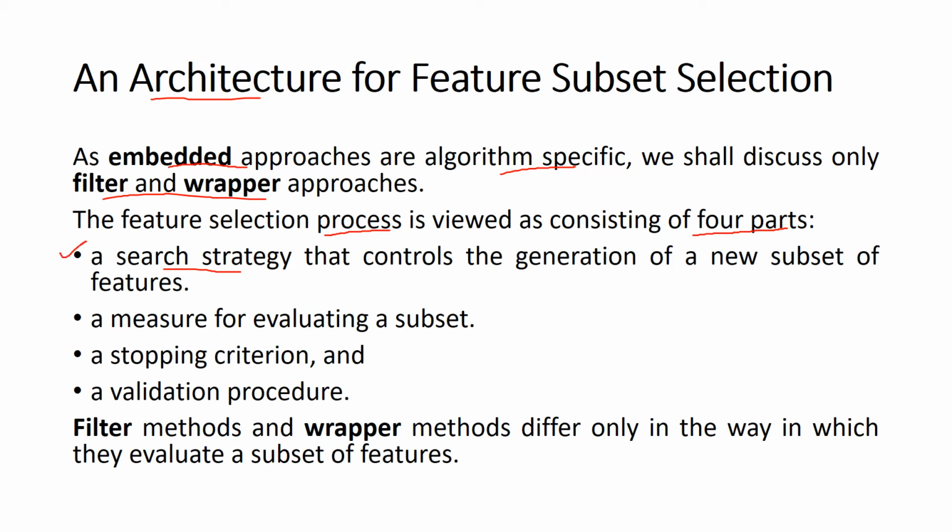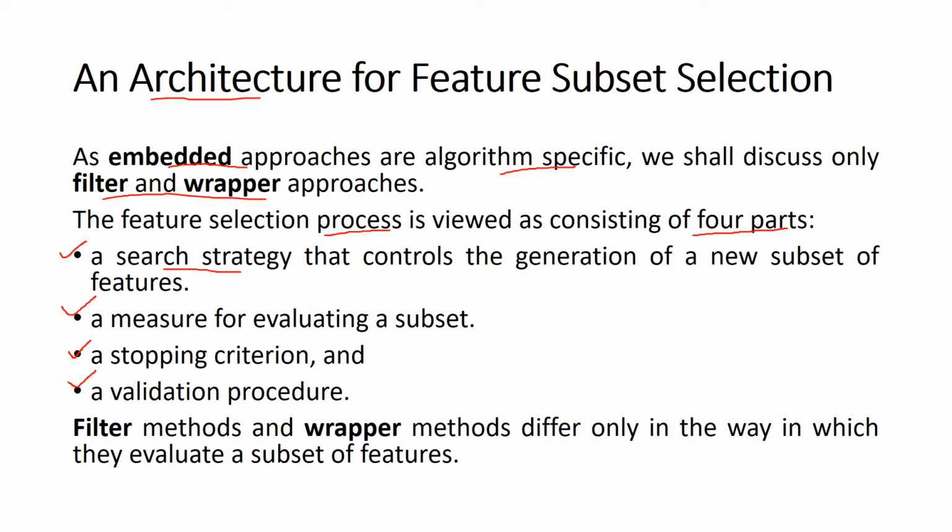Then it is going to have a measure for evaluating a subset. Then it is going to have a stopping criteria, where we decide when to stop this search for the subset selection. And finally, it is going to have a validation procedure to check whether the subset selection is appropriate or not.